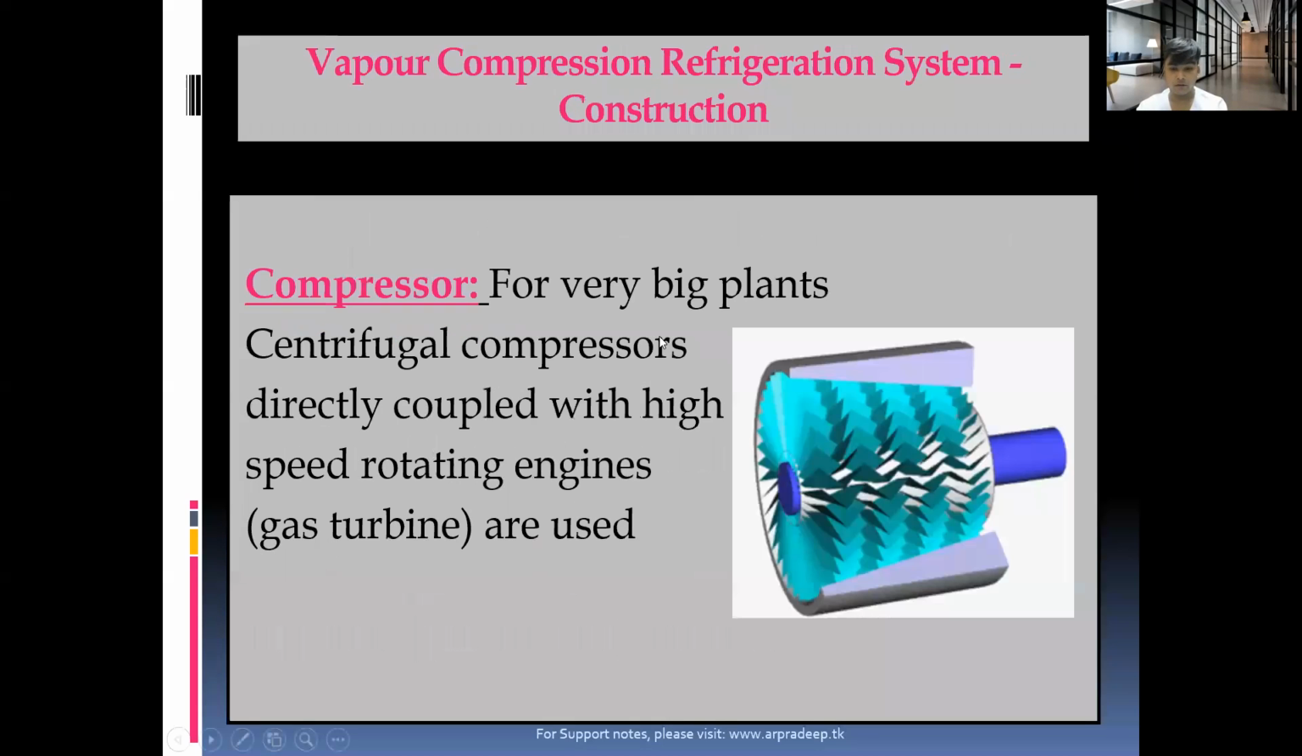This one is your centrifugal type compressor. Basically, these are used in very big plants like cooling towers. When you have air turbines rotating, you have to cool those surfaces, and then we use a centrifugal type compressor.